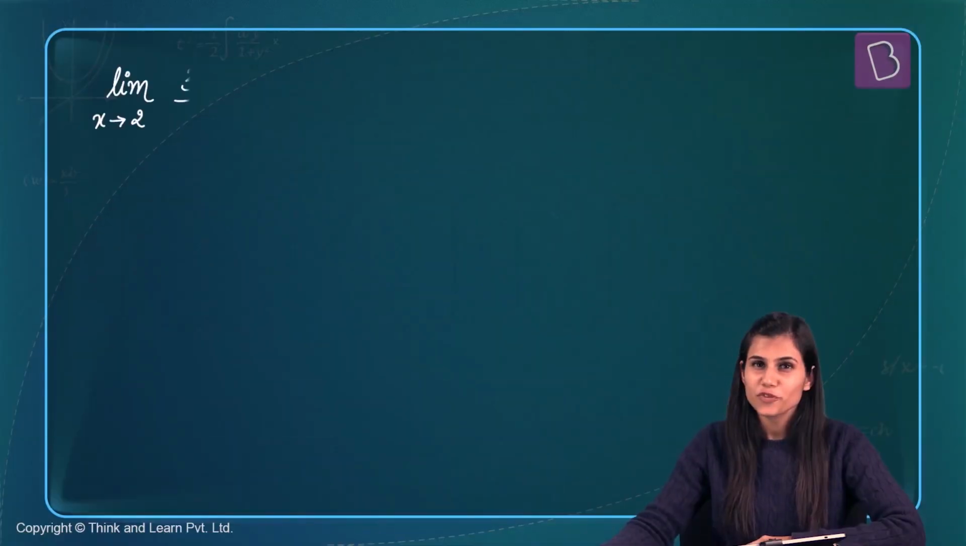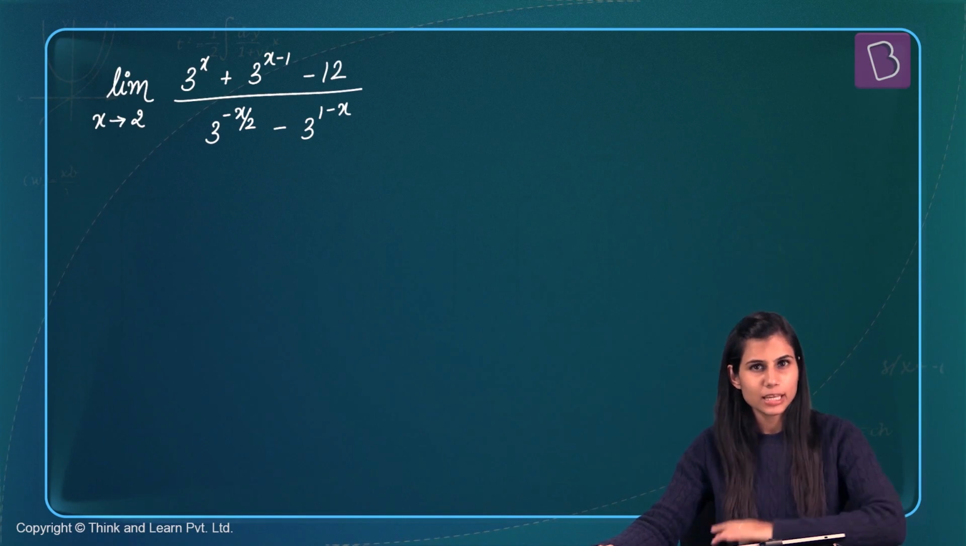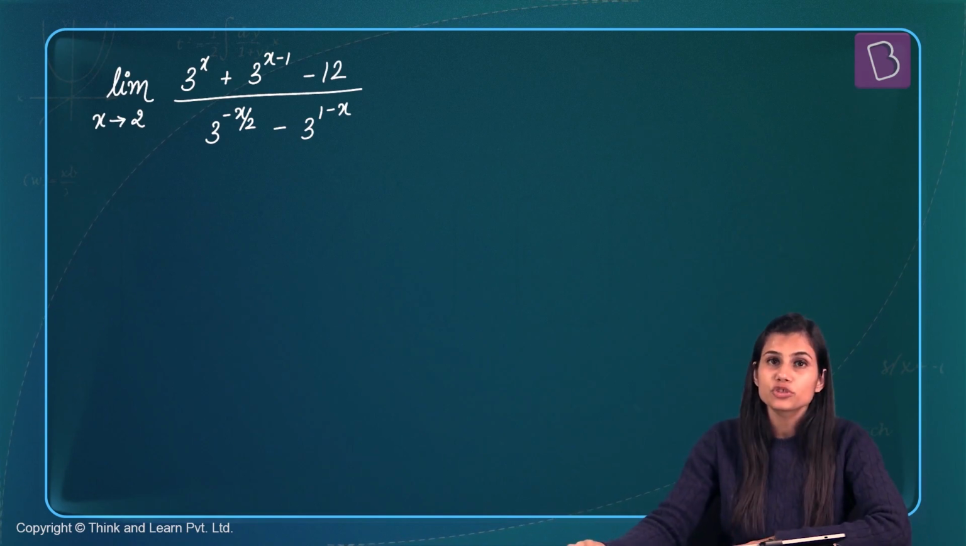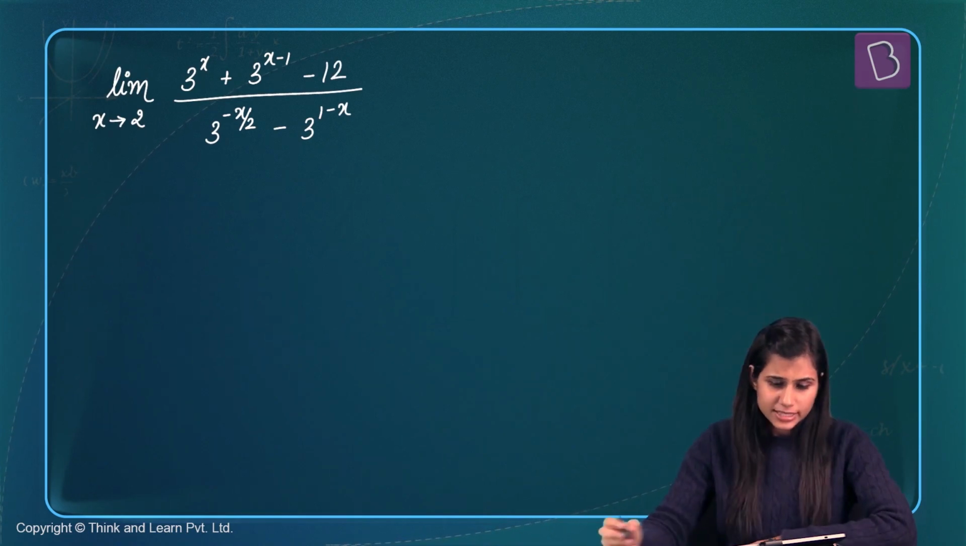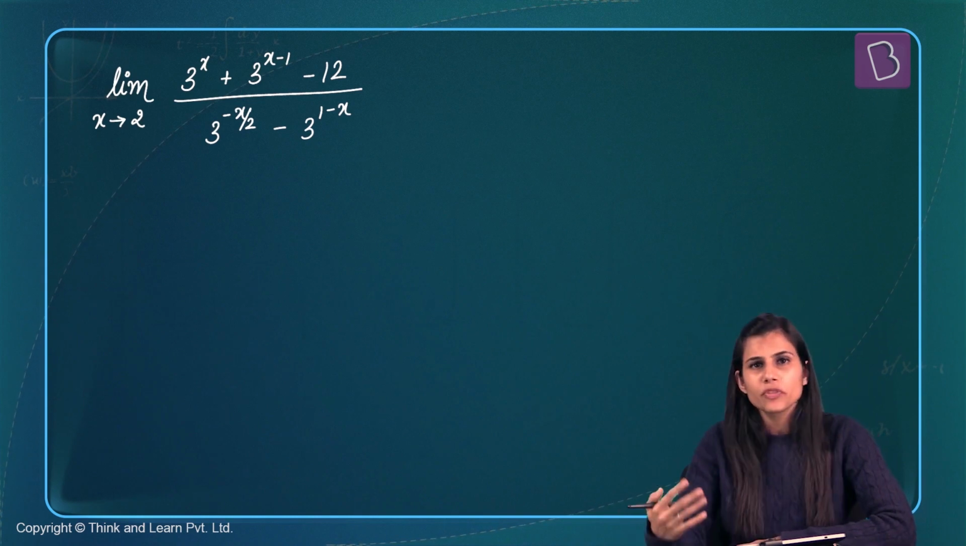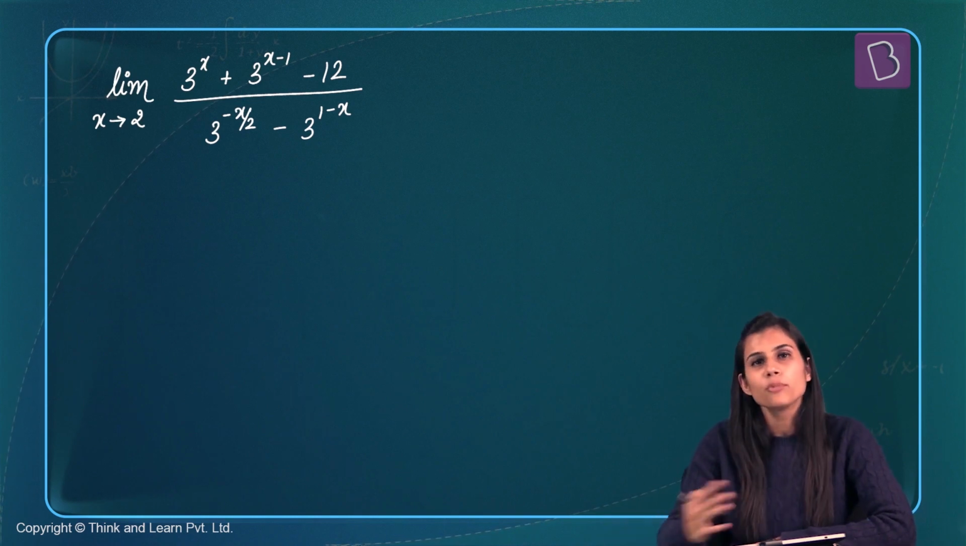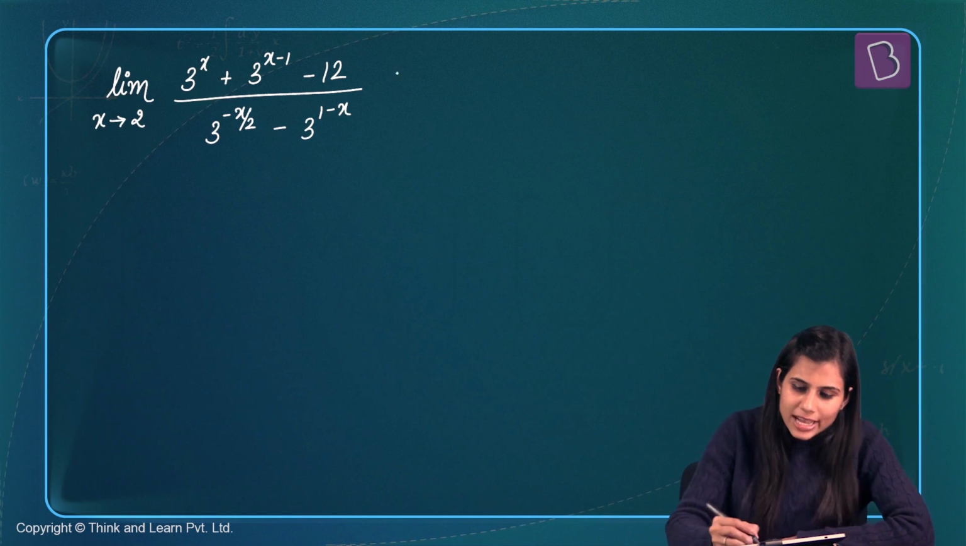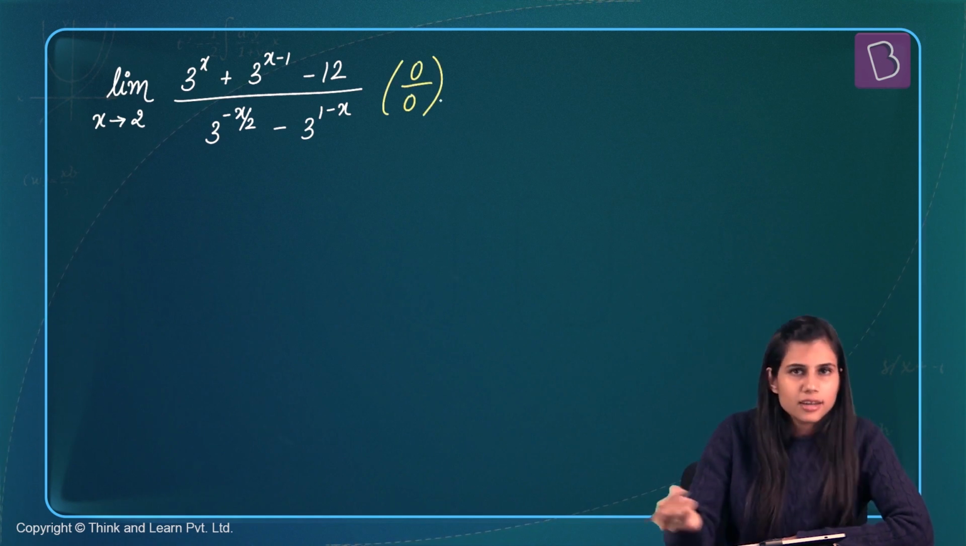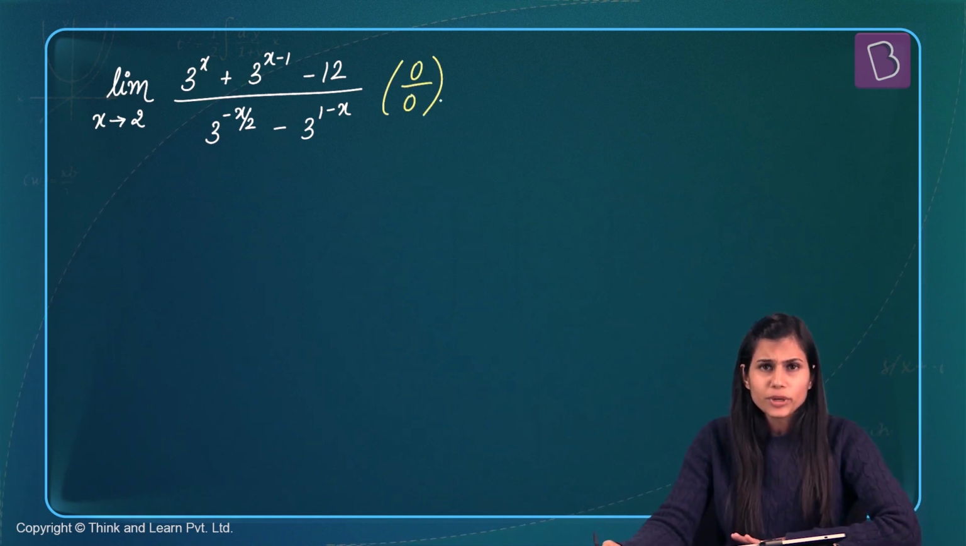Okay, so the question from limits is here. We have to find the limit of this expression as x approaches 2. Now, the very first thing, when you plug in x equals 2 in the numerator and the denominator, you see both of them turn out to be 0. And therefore, this expression is a 0 by 0 form. What do we do in here?